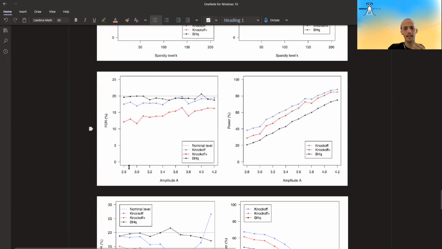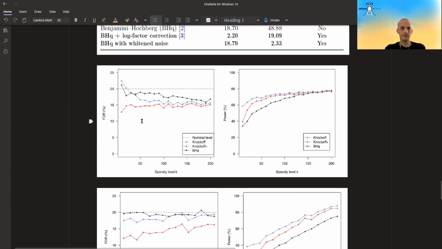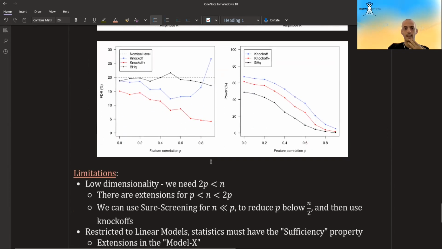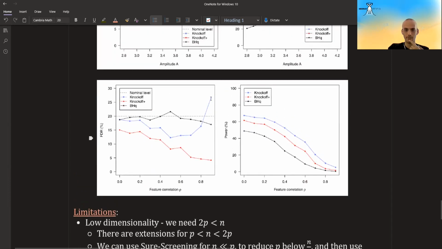Here they change the amplitude. So the signal, for example, if you choose 50 out of the entire X's to really have a signal, and then you change the level of signal, you make it bigger. At first it's 2.8, and you can make it bigger till 4.2. You can see that the FDR is still preserved, but the power goes up, of course. And again, the knockoff and knockoff plus have better power than the Benjamini-Hochberg method. And also for correlation, you can see that except for the very, very strong correlation of 0.9, the FDR is controlled both for the knockoffs and the knockoff plus, actually better than the Benjamini-Hochberg. And the power is still always stronger for the knockoff and the knockoff plus.